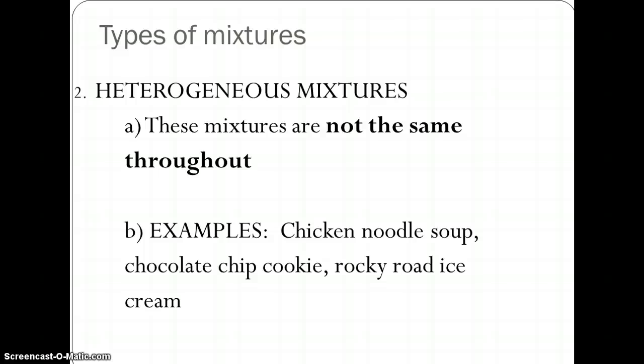Same thing with chocolate chip cookies. You have the dough, and then you have the chocolate chips, and those are different pieces of the mixture. And then lastly is Rocky Road ice cream. So we think of the ice cream, the marshmallows, the nuts, everything.